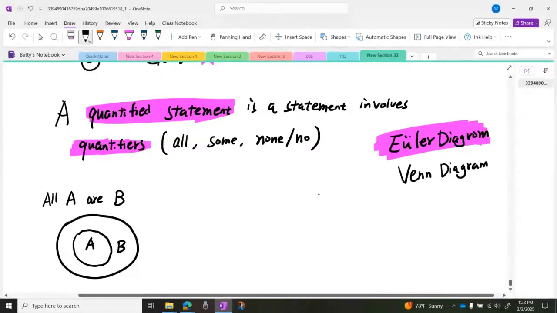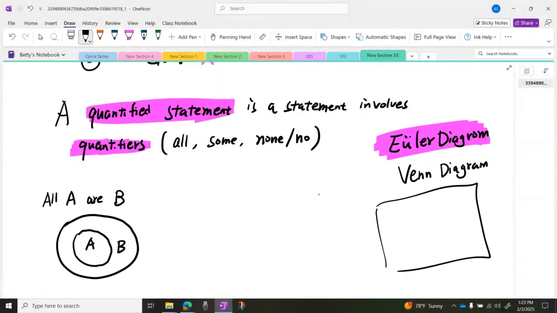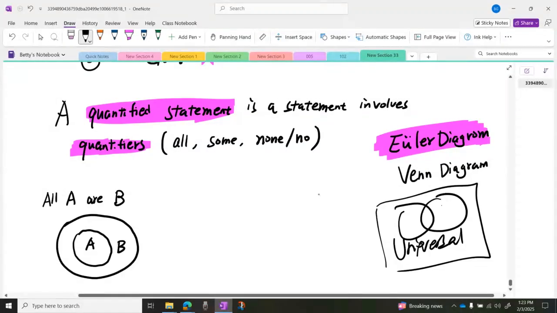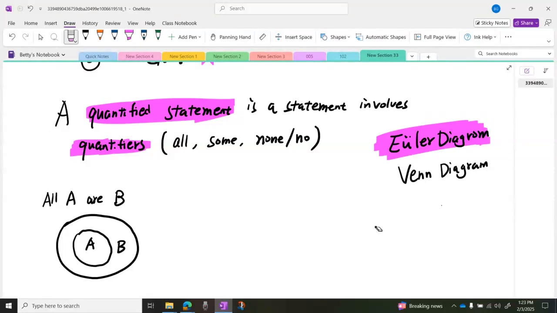You might remember in chapter 2 we learned the Venn diagram. In a Venn diagram, we always have a box that represents the universal set, and we use the diagram to study the connections between sets. In the box, we use circles to represent the sets. The difference is that in an Euler diagram, we do not have boxes, we do not have a universal set. If you see a diagram without the box, it's an Euler diagram. If the diagram has a box representing the universal set, that is a Venn diagram.